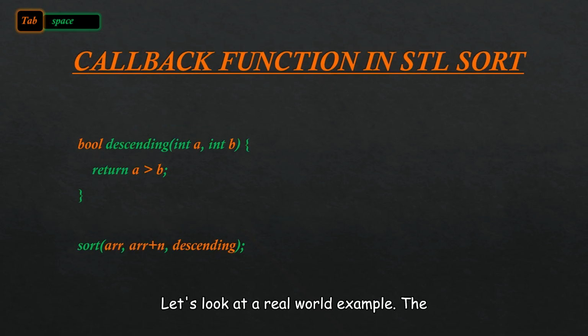Let's look at a real-world example, the sort function in the C++ STL. This function can accept a comparator, a callback function, as an argument. In our case, we define a comparator named descending that returns true if the first number is greater than the second. We then pass descending to sort. This means the sorting logic is determined at runtime. Want ascending sort? Use a different comparator. Want to sort custom objects? Just provide a custom function. This is powerful and made possible because sort uses function pointers internally.